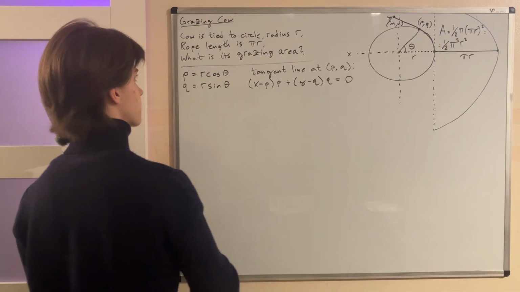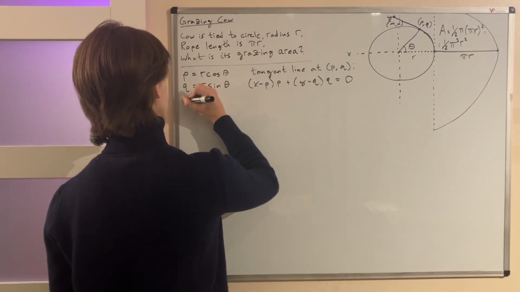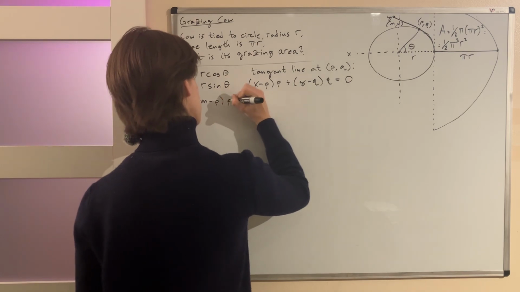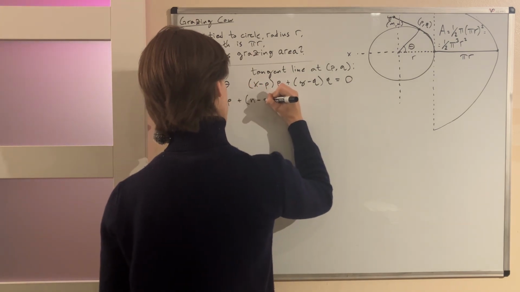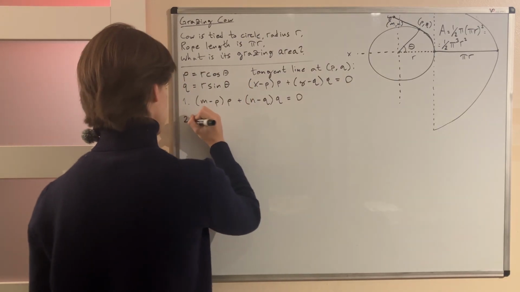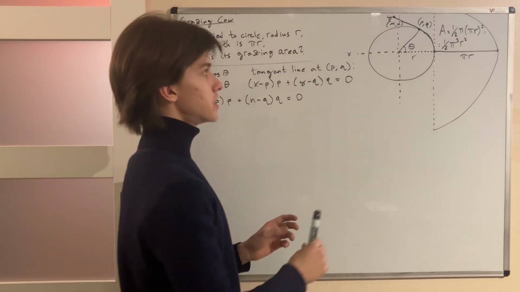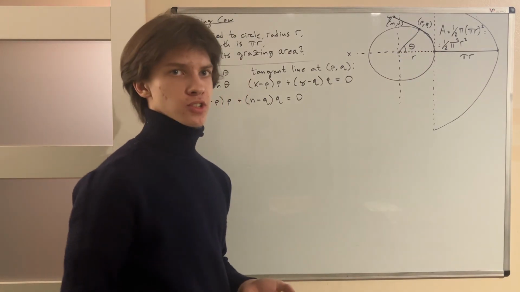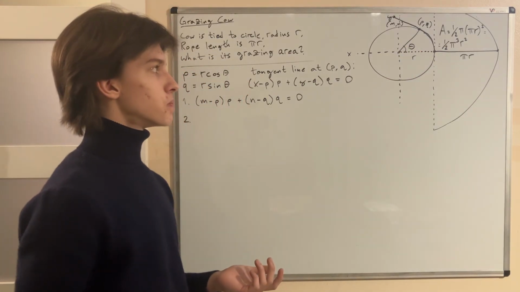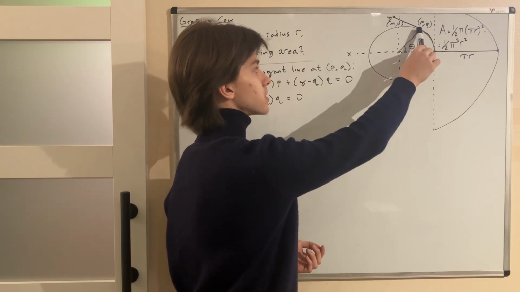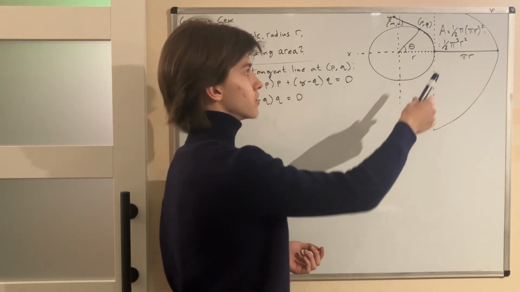First, we know that MN belongs to the tangent line. So (m - p) times p plus (n - q) times q equals 0. And second, we know that the distance between MN and PQ is going to equal a certain value. Well, what is it going to equal? Well, simply the length of the rope, pi r, minus this arc right here of the circle.